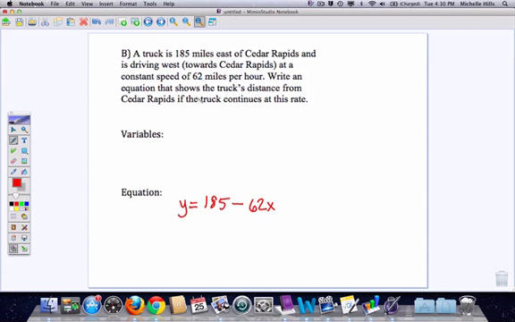So the thing that I'm putting in for x every time is the number of hours that I've been driving. So x is the number of hours driving. And what I'm calculating each time, the y, is the distance from Cedar Rapids. We do CR for Cedar Rapids, so it's perfectly acceptable on the test to abbreviate it that way.